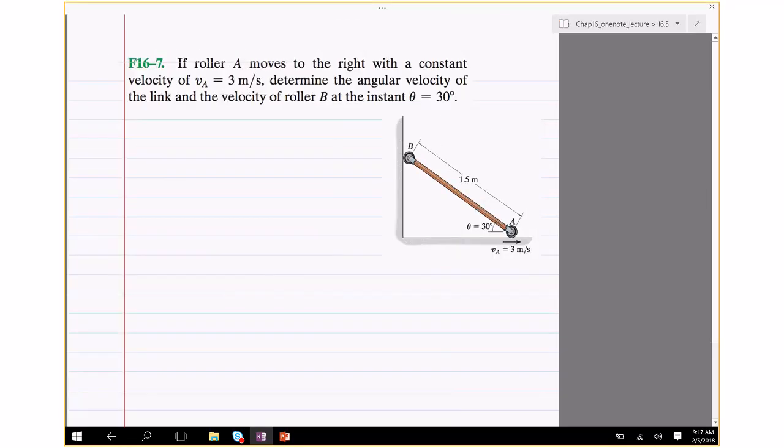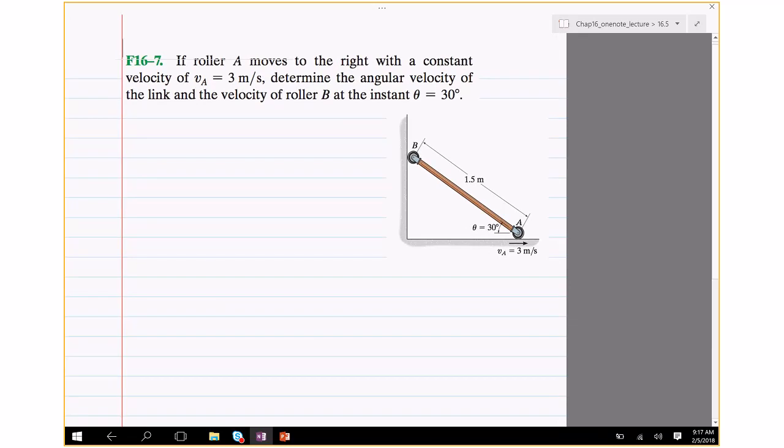Okay, first problem. If the roller A moves to the right with a constant velocity of 3 meters per second, determine the angular velocity of the link, and the velocity of the roller B at this instant.